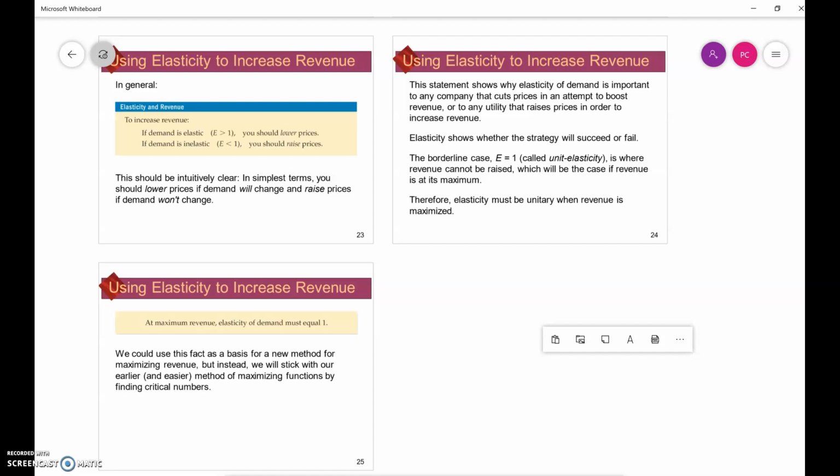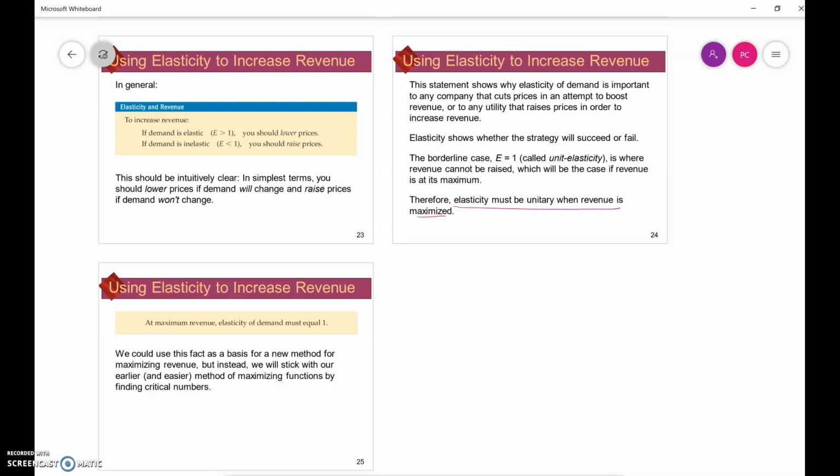All right, so this statement shows why elasticity of demand is important. To any company that cuts prices in an attempt to boost revenue, or to any utility that raises prices in order to increase revenue, elasticity shows whether the strategy will succeed or fail. The borderline case E equal to 1, called unit elasticity, is where revenue cannot be raised, which will be the case if revenue is already at its maximum. So therefore, elasticity must be unitary when revenue is maximized.